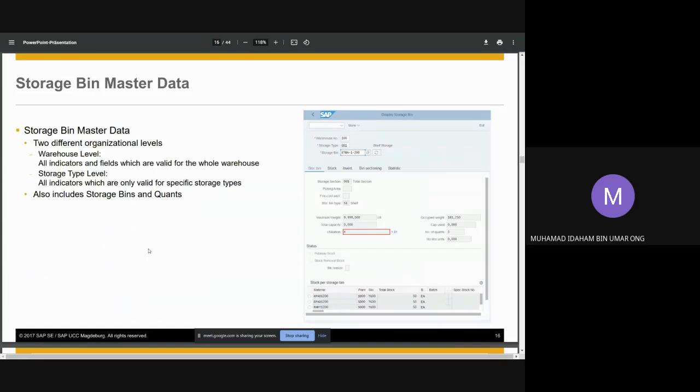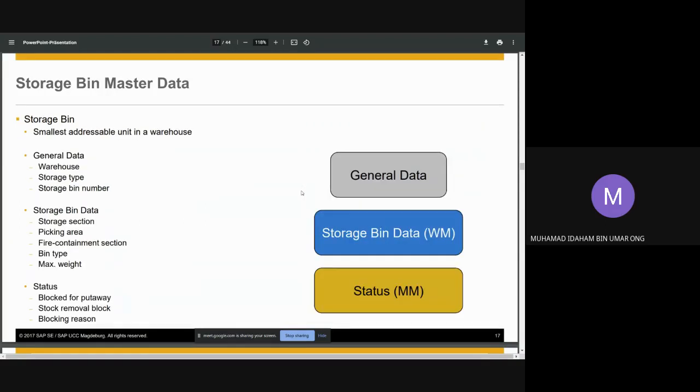Storage bin master data, this is how it's supposed to look. It has maximum weight, total capacity of that storage bin, occupied weight, capacity use. So these are some of the information. Storage bin, what are the things that can be stored inside those storage bins? Still talking about master data, if you also notice, there is a lot of overwhelming information used inside warehouse management, because as I mentioned earlier, the information represented on each item, for example barcodes, will contain a lot.